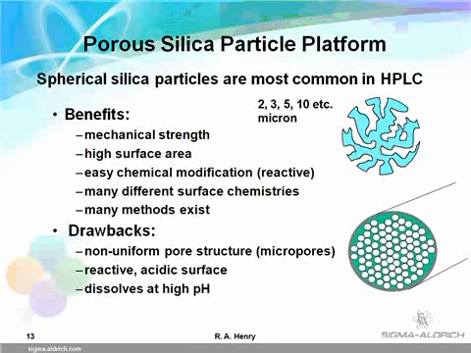The next slide summarizes the benefits and drawbacks of porous silica particles as an HPLC column platform. Benefits include mechanical strength, high surface area for retention, easy chemical modification, many surface chemistries to choose from, and many methods to select from. Drawbacks include variable pore structure that can cause lot-to-lot variation in performance, a reactive surface that can retain bases and cause tailing, and poor substrate stability at higher pH values.